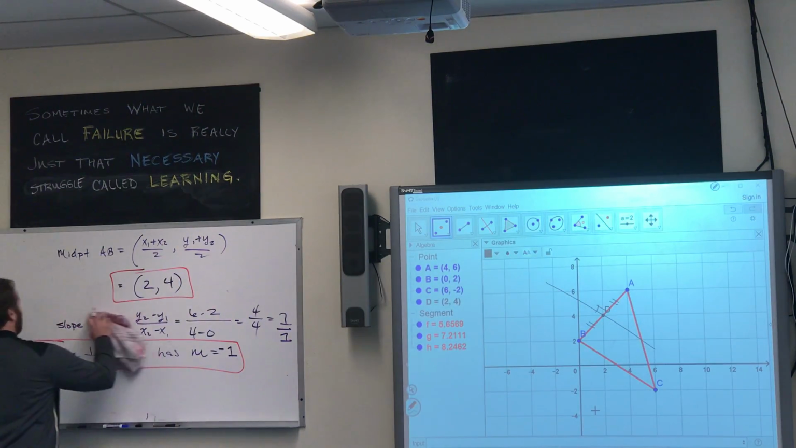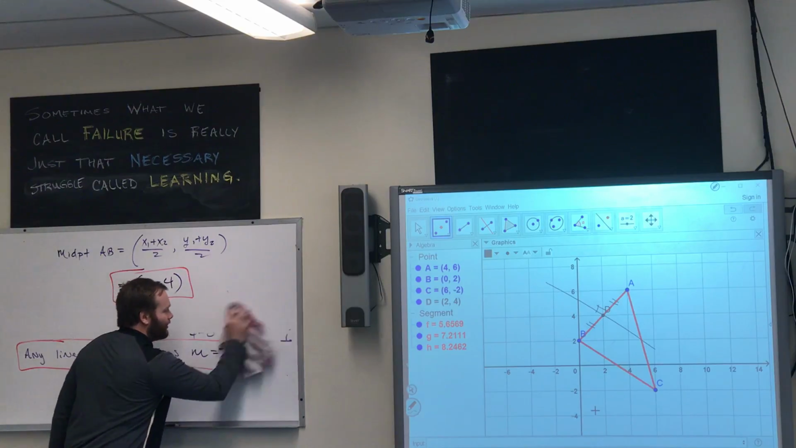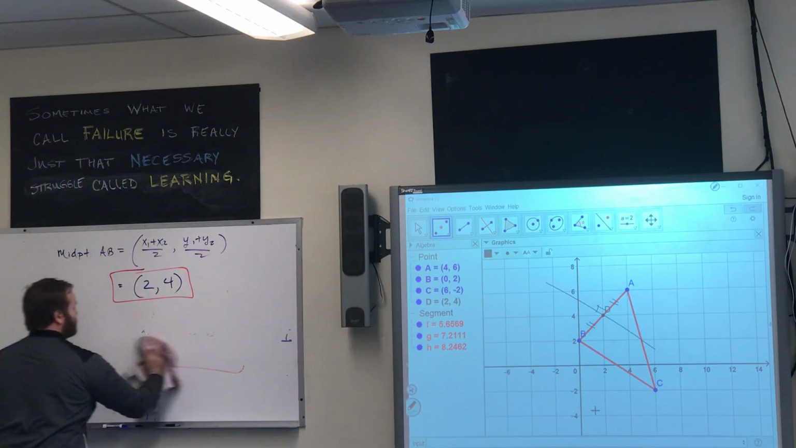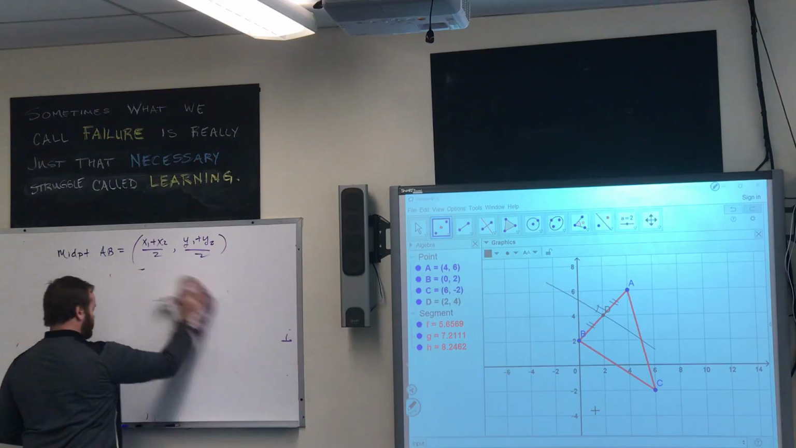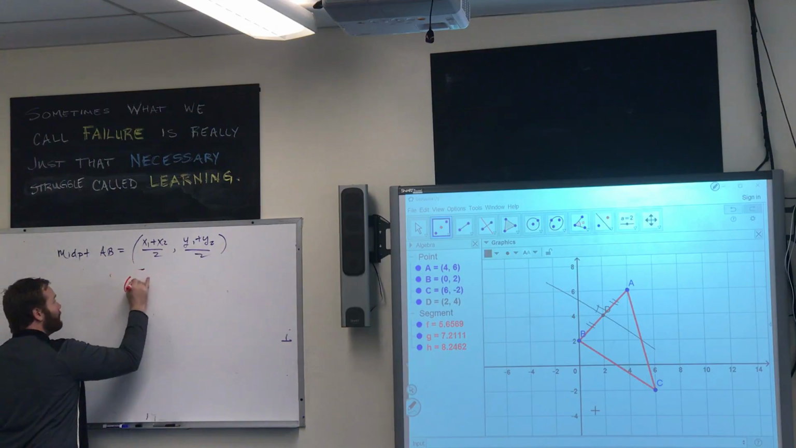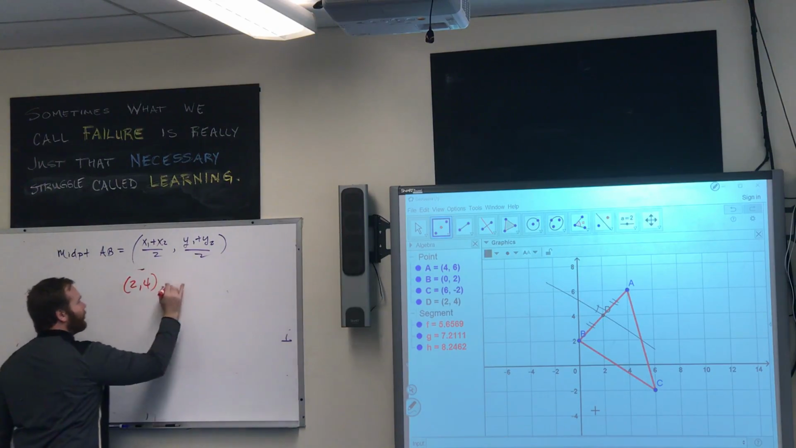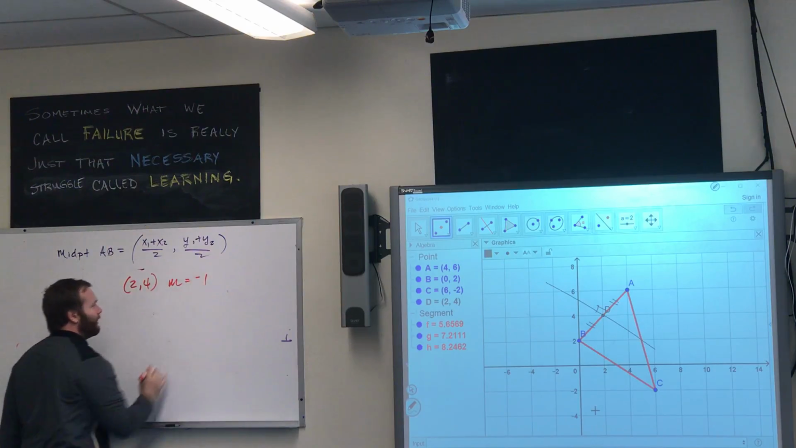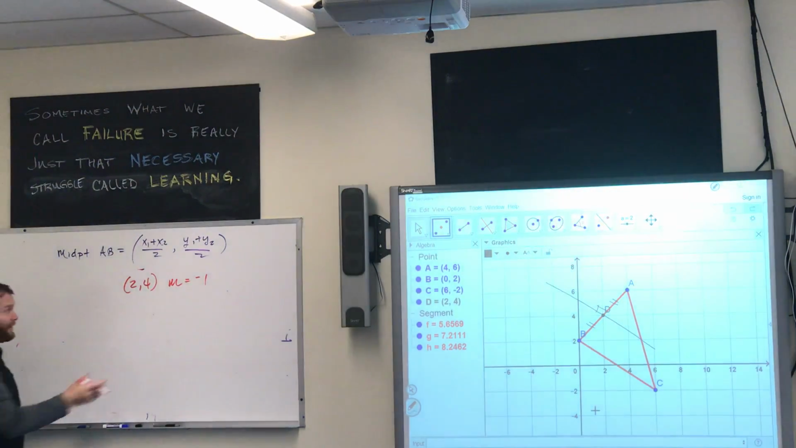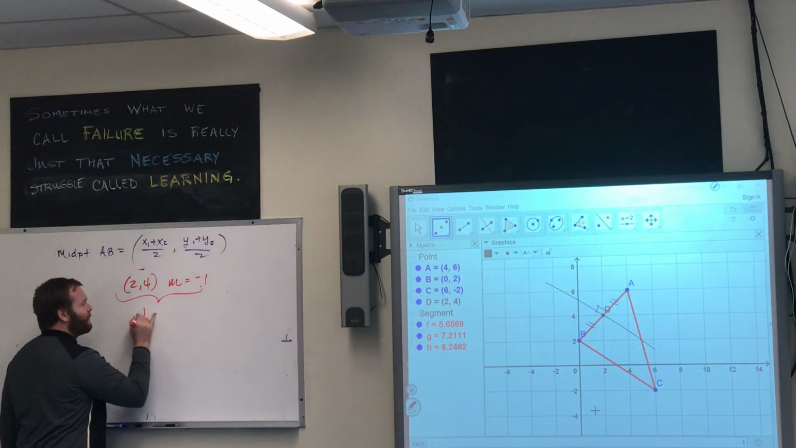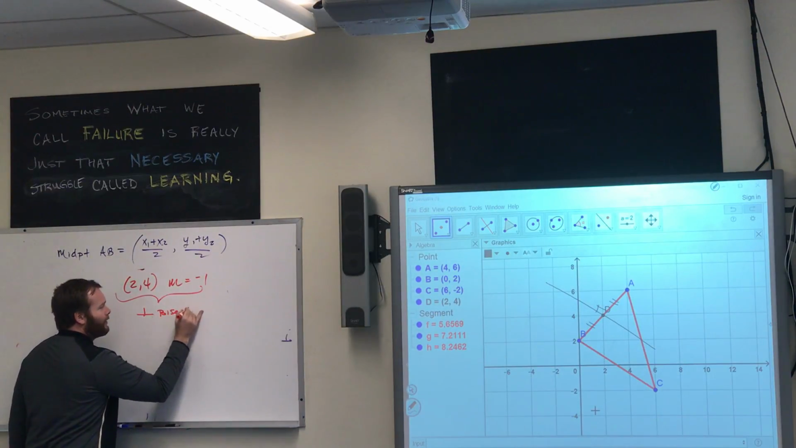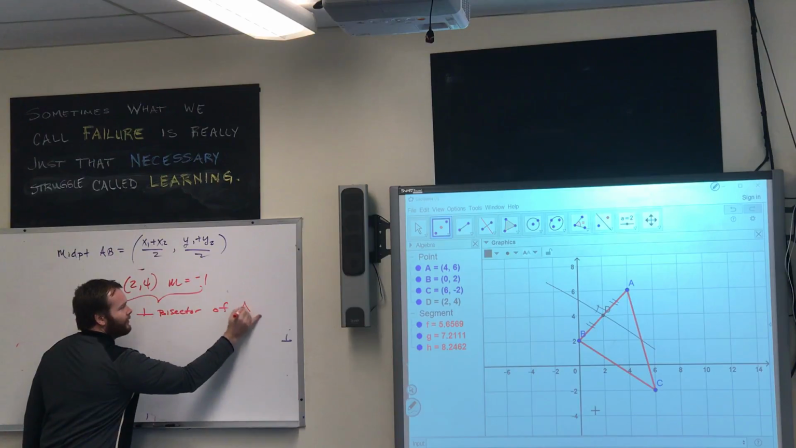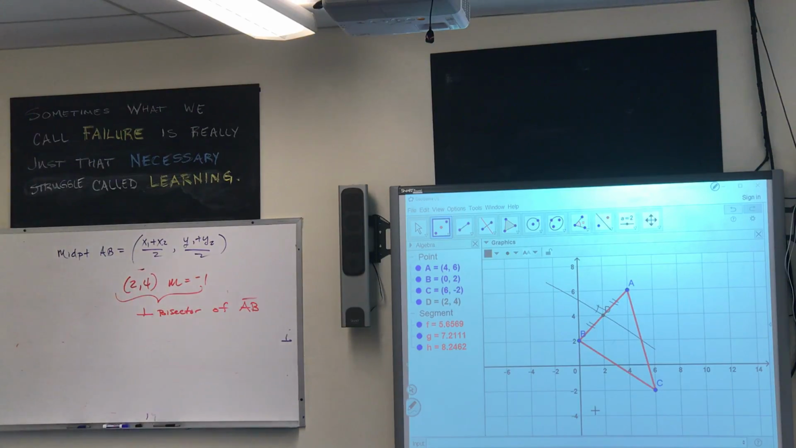So let's discuss what equations really are for us. So the midpoint was 2, 4. The slope we're looking for is -1. That is information that is going to provide us the perpendicular bisector of line segment AB, right? You guys agree with that? Yes. Okay. Wait, is this all part of the same problem? Yes.